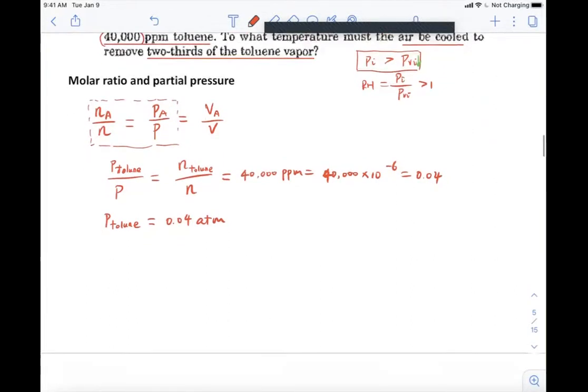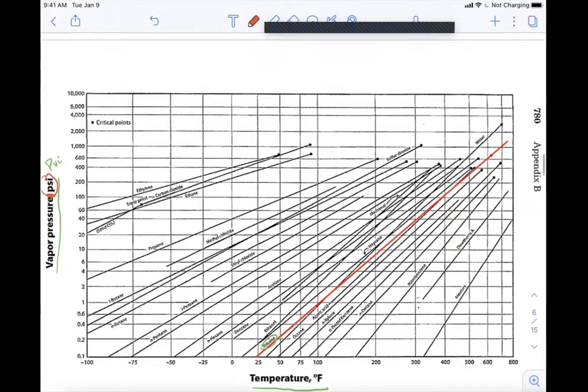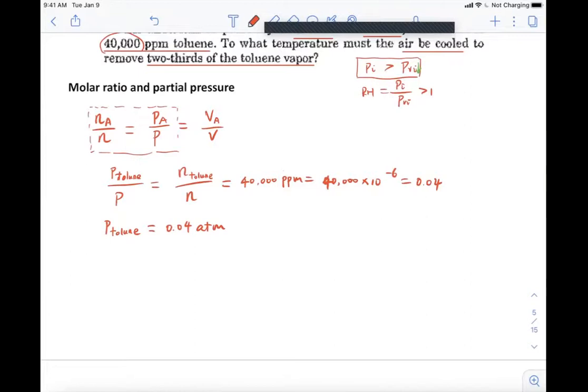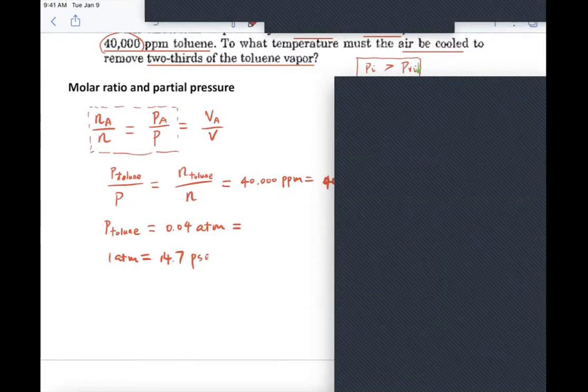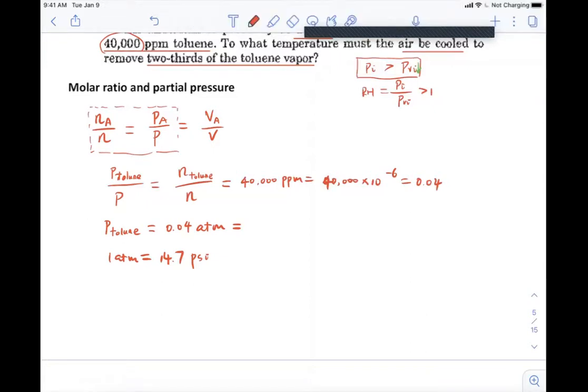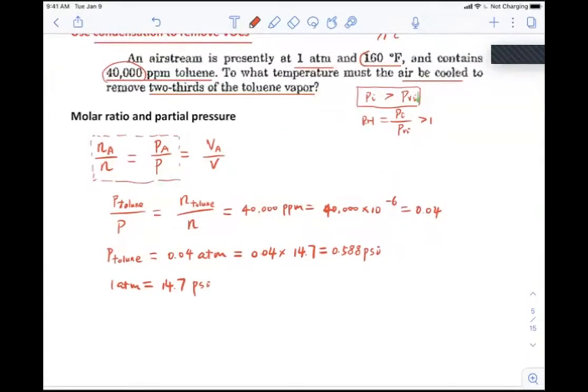All right, if you look at this curve again, it has the unit of PSI, pounds per square inch, and here we have the unit of atmosphere. So we have to convert this unit. We know that 1 atmosphere is equal to 14.7 PSI. If you plug in this unit conversion, the partial pressure of toluene is 0.04 multiplied by 14.7, which is equal to 0.588 psi. This is the partial pressure of toluene at the temperature of 160 Fahrenheit.